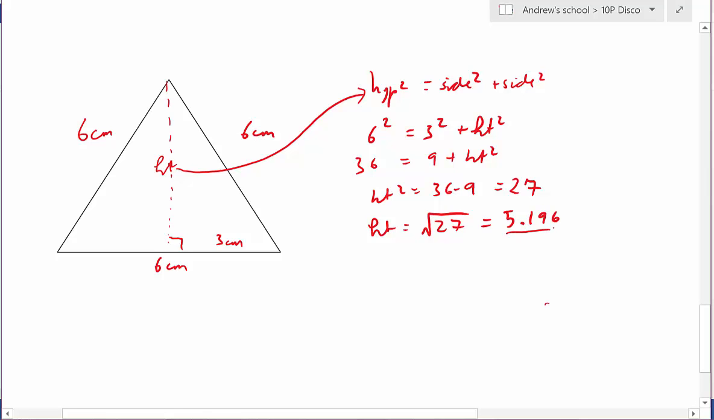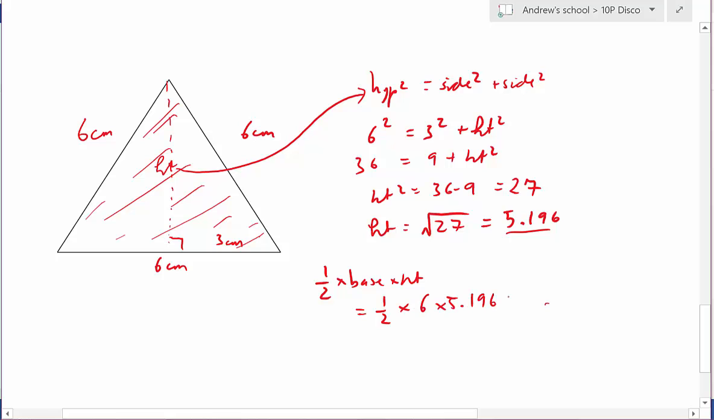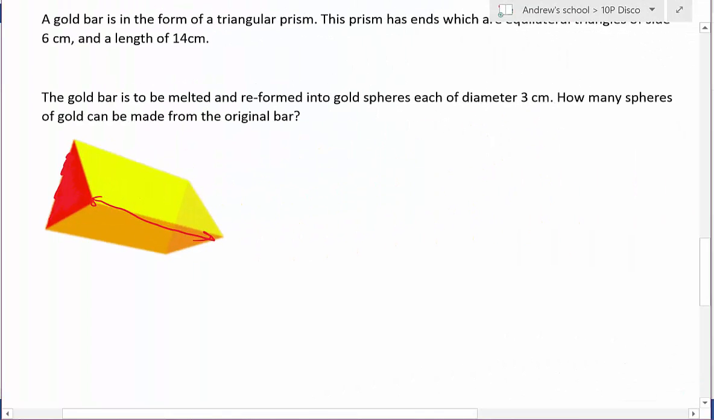So now we know the height, I can work out what the entire area is. The area of a triangle is half times the base times the height, which is a half times 6 times 5.196, which is 15.588 centimeters squared.